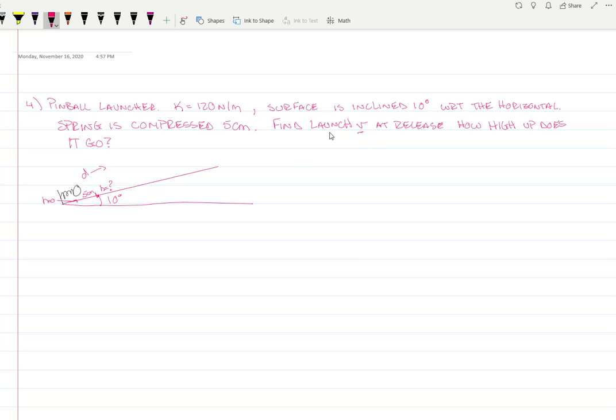So let's make a list of some of the things we know. We know that k is 120 newtons per meter. We know that delta x is 5 centimeters times 10 to the negative 2, so 0.05 meters. And we know that the incline is 10 degrees.